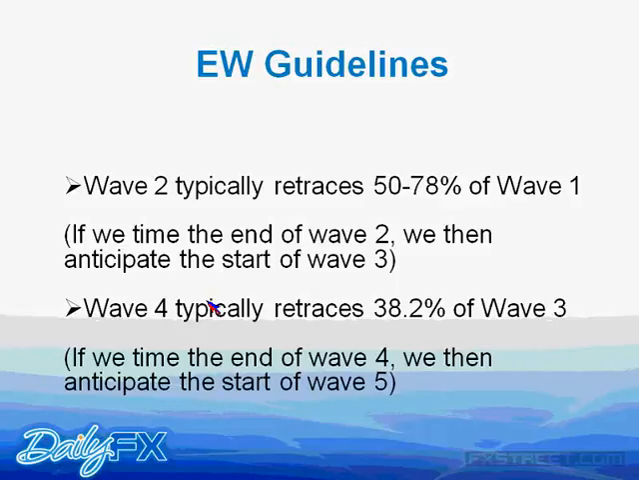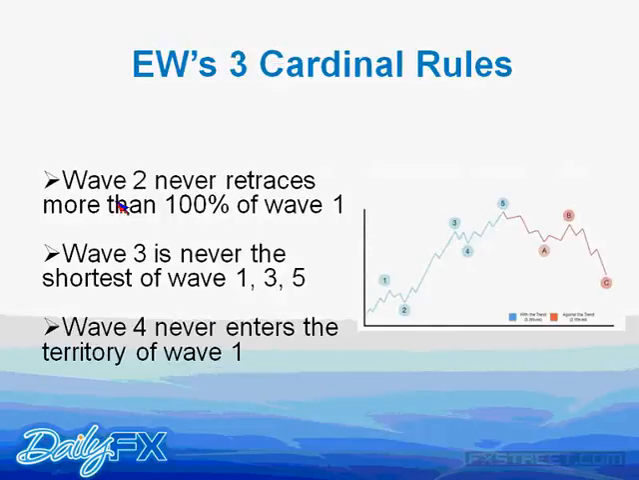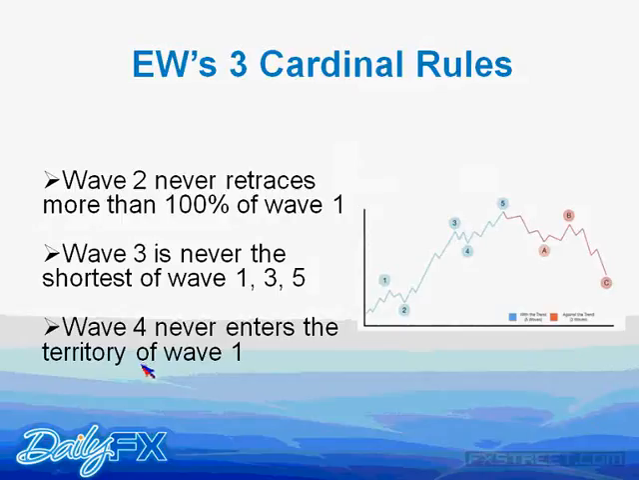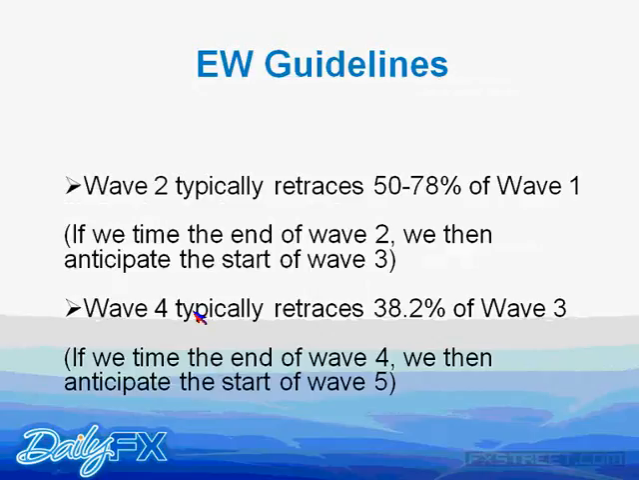So what are some of the guidelines? There are a couple of guidelines that we're going to use here. And this is where Fibonacci is going to come into play. Wave 2 typically retraces 50 to 78% of wave 1. Let me go back here. So wave 2 typically retraces 50 to 78% of wave 1. And so if we anticipate the end of wave 2, if we can time the end of wave 2, then we are anticipating the start of wave 3, which is one of the waves that I want to be able to trade. And sometimes it is the longest.